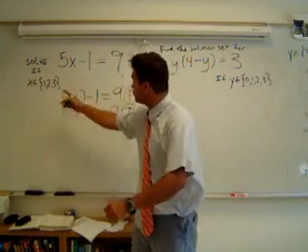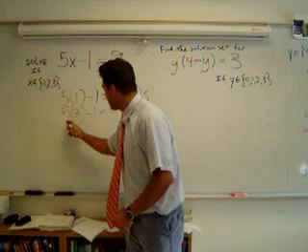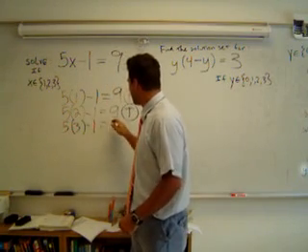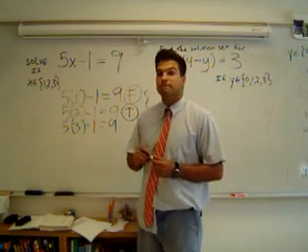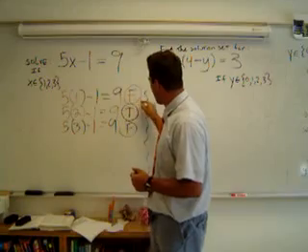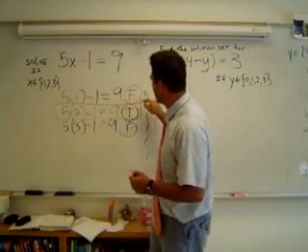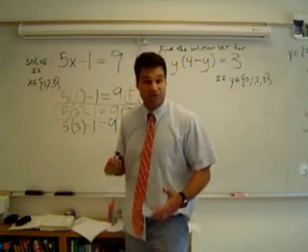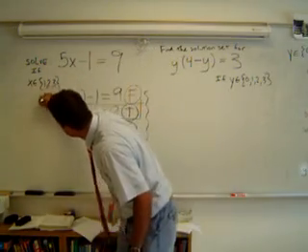Now let's try it again. Let's see if it works for 3. 5 times 3 minus 1. Is that equal to 9? 15 minus 1? False. So only one member of the domain satisfies this equation.